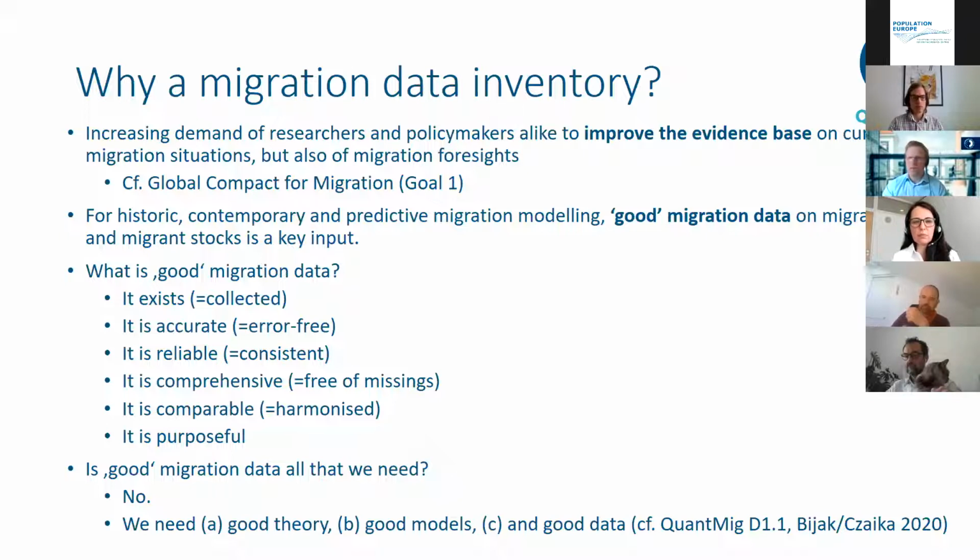So what is good migration data? First of all, good migration data needs to exist. So it has to be collected. It has to be out there. Then data also has to be accurate, mostly error-free. It has to measure what it's meant to measure. It has to be reliable and consistent over time. Ideally, comprehensive, in terms of a relatively minimal number of missings and gaps in the data set.